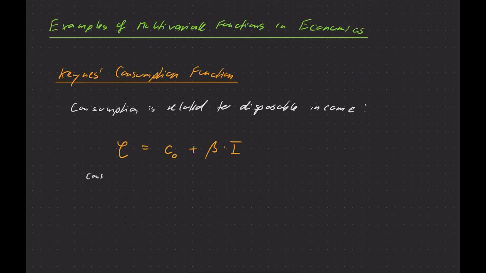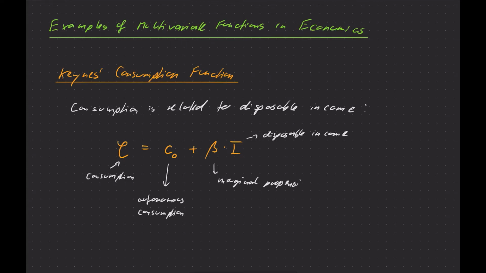So C here, that is the consumption. C0, that is the autonomous consumption. This I is the disposable income. And beta is the marginal propensity to consume.